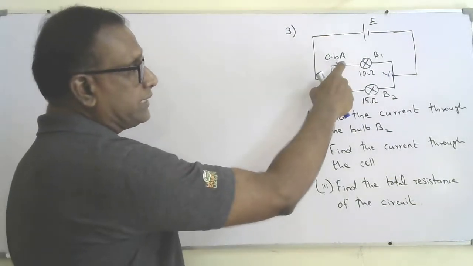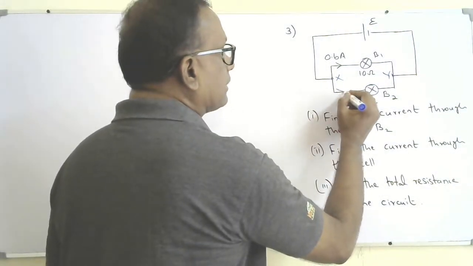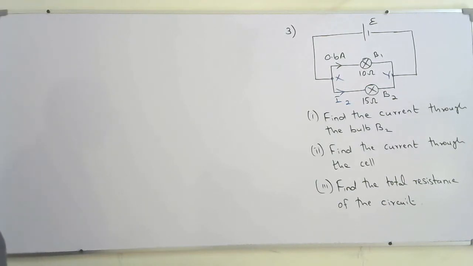So current through V1 is given, 0.6 amperes. Question is, find the current through the bulb V2. I can name it I2. I2 is the current through the bulb V2. How can I find it?